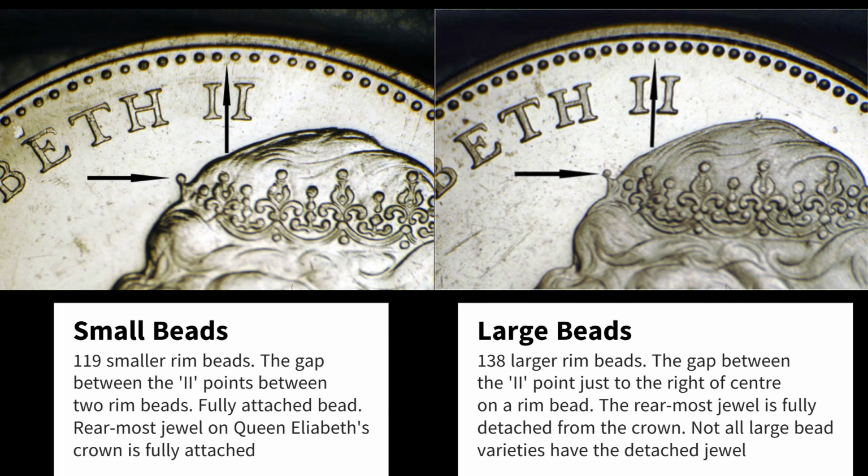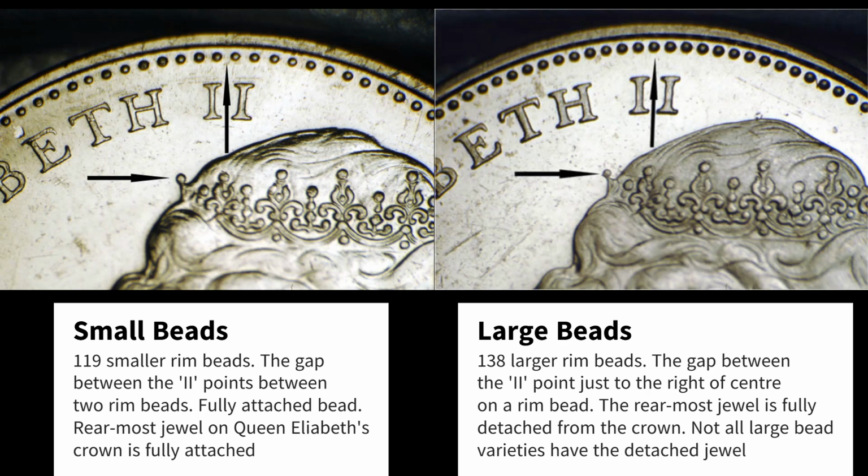Today, we will focus on the rarer large beads variety, characterized by 138 beads around the rim, compared to the 119 beads found on the small beads variety. Notice how the beads on the small beads are positioned closer to the Queen's portrait, while the large beads are nearer to the rim. Identifying the large beads variety is essential for collectors.